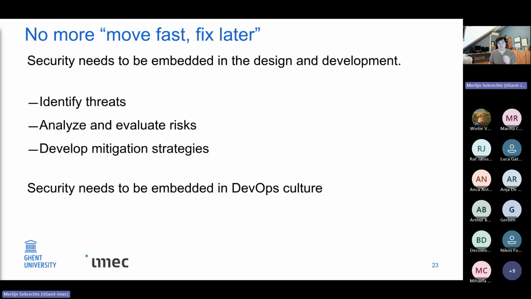But the problem with the EU CRA is that security needs to be embedded both in the design and the development. You need to identify threats, you need to analyze and evaluate risks, you need to develop mitigation strategies. And so this means that security needs to be embedded in the DevOps culture. When we talk about security, you cannot just move fast and fix it later. The moment the product comes onto the market, it needs to be secure by default and secure by design.